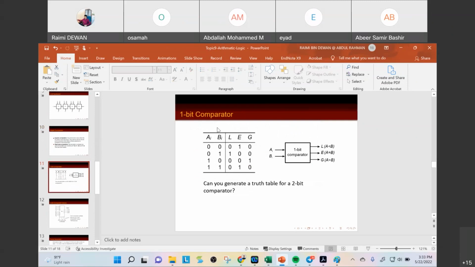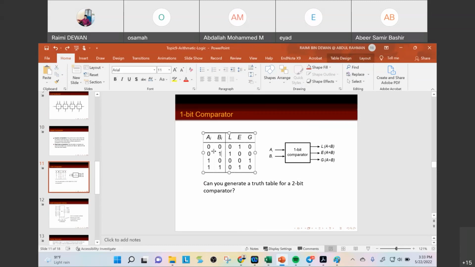Next, we have a 1-bit comparator. By the word itself, it means just 1 bit. So the outcome is less, equal, or greater. This one is also explained in my 2021 video. I already briefed this just now. For 0 and 0, is it equal, greater, or what? They are equal.